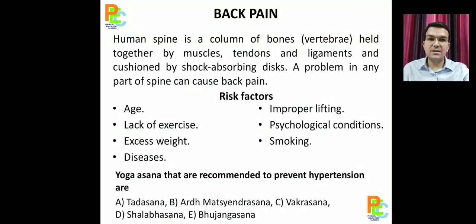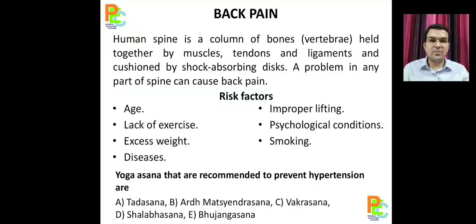The last is back pain. The human spine is a column of bones. We call them vertebrae. There are multiple bones held together by muscles, tendons, ligaments and synovial fluid. Those synovial fluids or discs absorb the shock. A problem in any part of the spine may cause back pain. What are the risk factors of back pain? What can be the reasons?